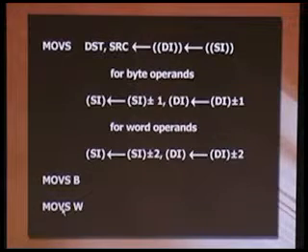If the directional flag DF is 0, the registers SI and DI are auto incremented, and if DF is 1, the registers are auto decremented. The incrementing and decrementing is by 1 for byte oriented operands and 2 for word oriented operands. Let us see one more instruction.